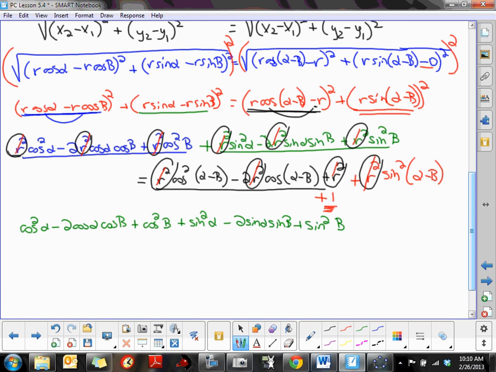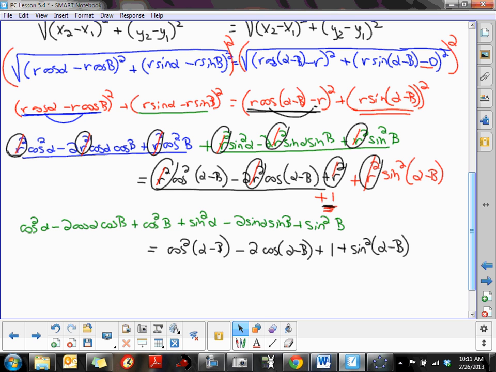Now I just hit the equal sign, so come down here and change colors again, equals. Now this is our stuff in black. We've got a cosine squared of alpha minus beta minus 2 cosine of alpha minus beta, then plus our 1 that was here, then plus a sine squared of alpha minus beta.